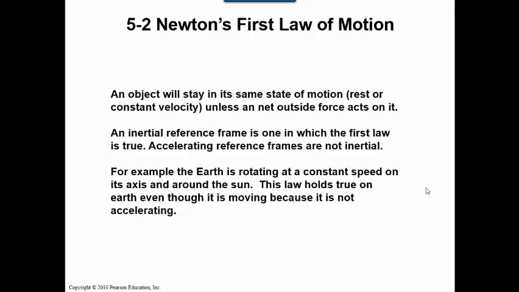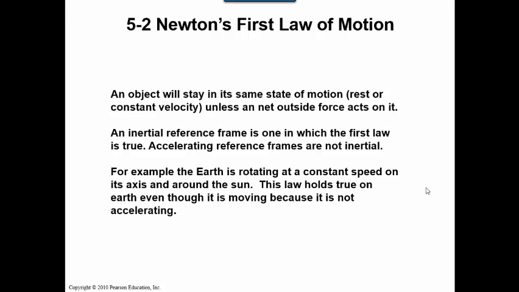So the first law of motion says an object will stay in its same state of motion, rest or constant velocity, unless an outside force acts on it. And this is true in inertial frames of reference. What is an inertial frame of reference? It's a frame of reference or a situation that's not undergoing acceleration.